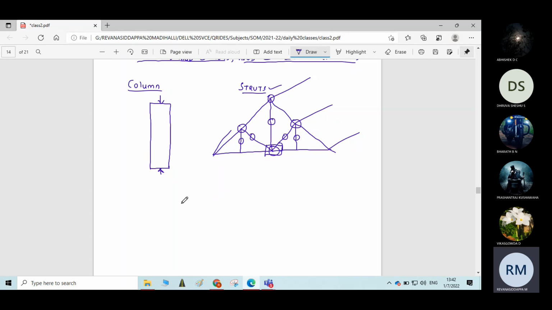Now the next topic. You are all clear with the definition or meaning of the column and the strut. Now, as I said, these columns will carry the axial forces.